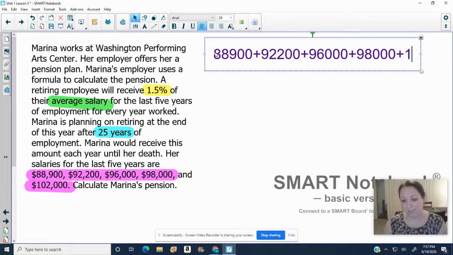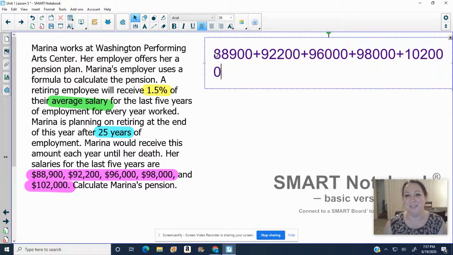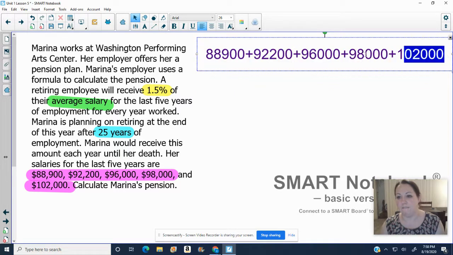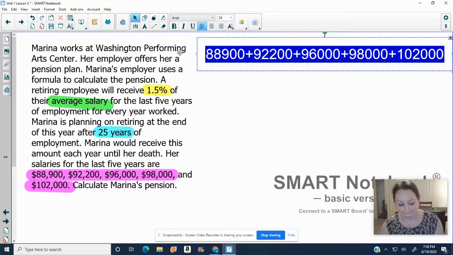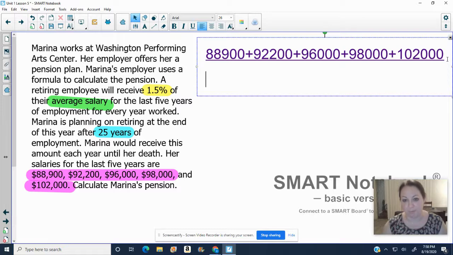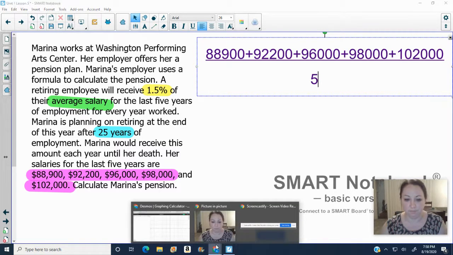I'm going to run out of space here. I can already see. 102,000 is my last one. I'm going to make it fit. Beautiful. Okay. Anytime we are finding an average, we are going to take all of those values and we are going to divide them by the total number of items. So I'm going to set up a nice little fraction here. There were 5 salaries, so we are going to add them all together and divide by 5. That's what gives us an average.